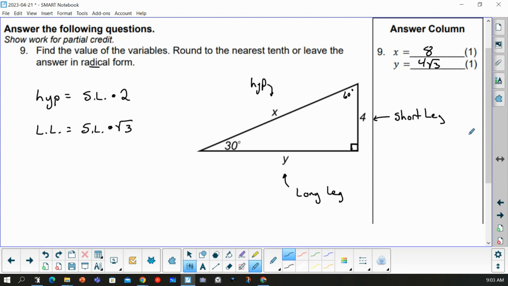And that is the answer to number 9 on this imposter test. Hopefully this is helping you prepare for the actual test by working these out and then checking your answers with these videos. Let me know if you have any questions.